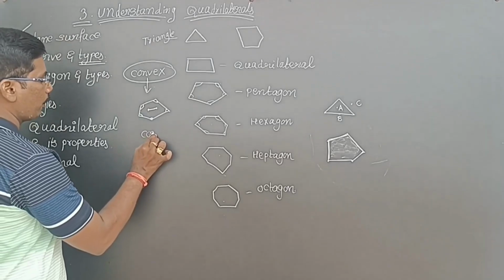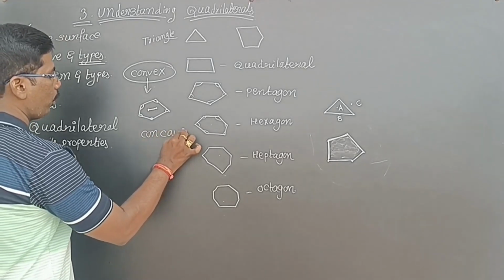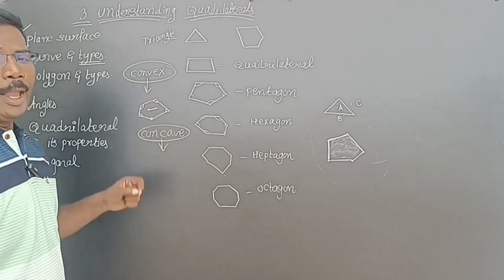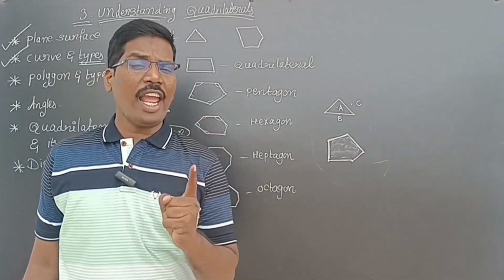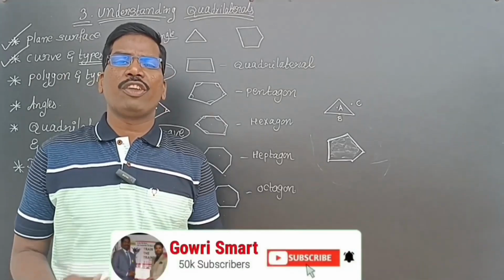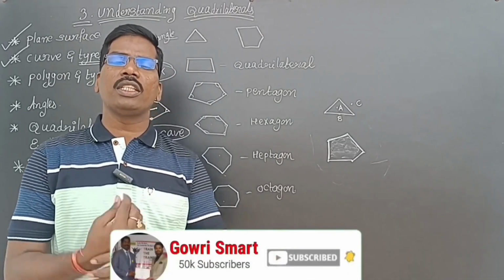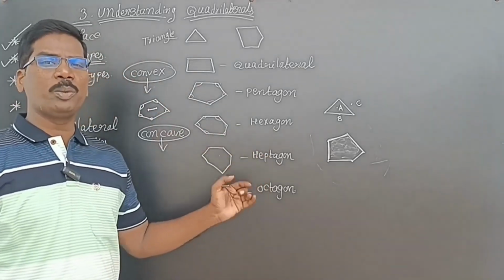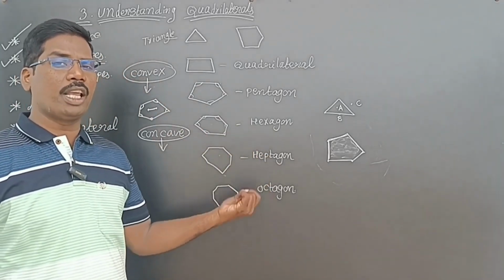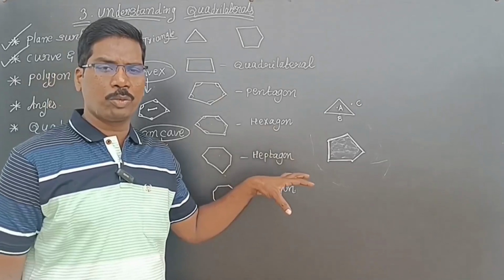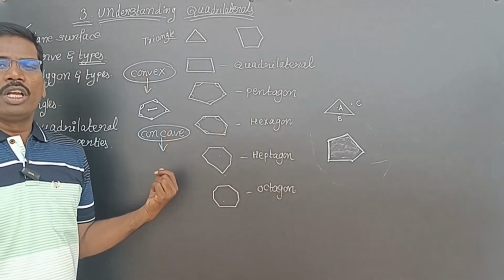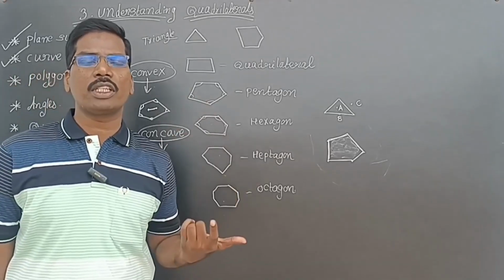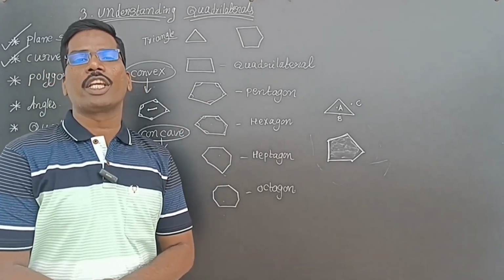What about a concave polygon? A polygon in which one angle is more than 180 degrees is called a concave polygon. So in a convex polygon, every angle must be less than 180 degrees. Whereas in a concave polygon, at least one angle, if one angle is more than 180 degrees, then that is called a concave polygon.